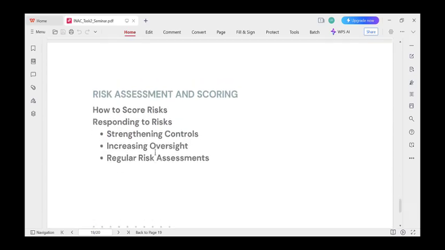Okay, then we have risk assessment and scoring. Scoring we already talked about. How can we score a certain risk? How can we assess the risk on the basis of likelihood and impact? Now let's talk about the TARA framework as well. TARA framework, that's basically a generic framework.